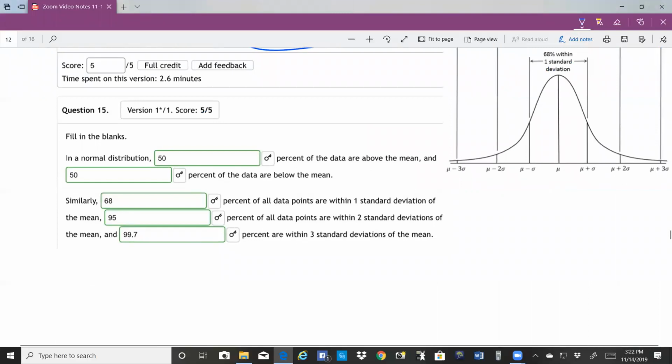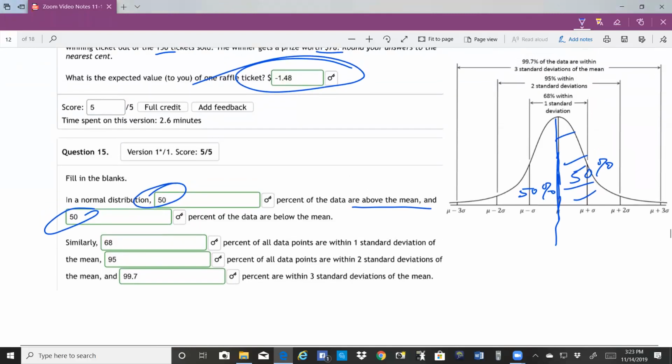Number 15 has to do with normal distributions. In a normal distribution, we all know that 50% is above the median. If you have the median or mean, 50% of the data is to the right or above the median, and 50% is below the median.